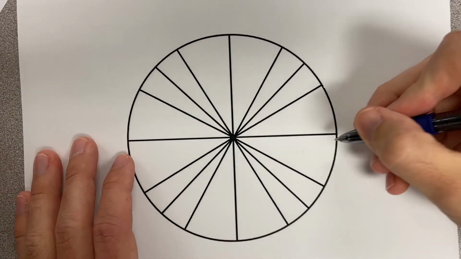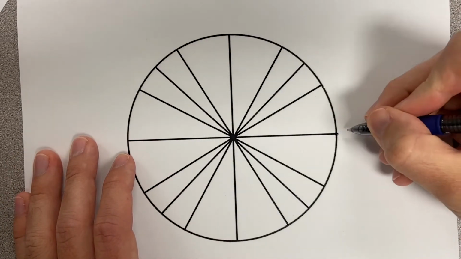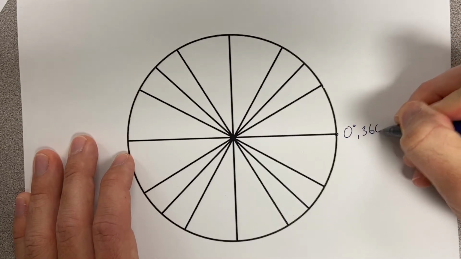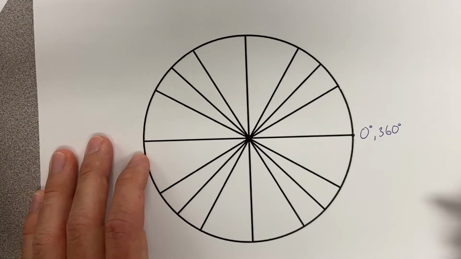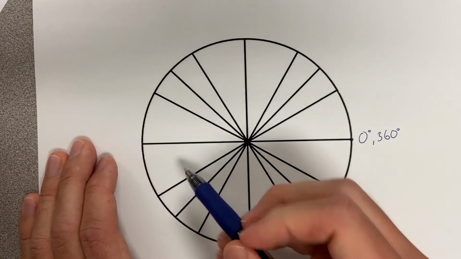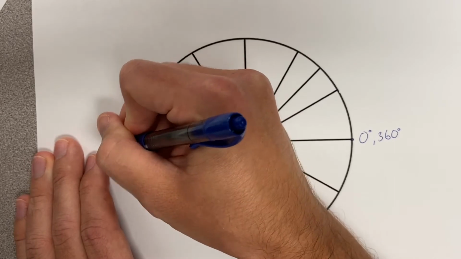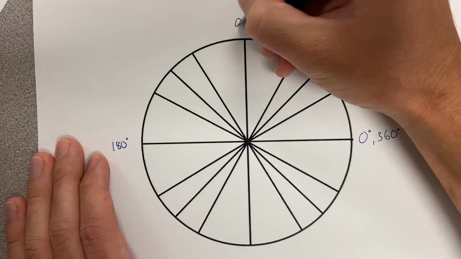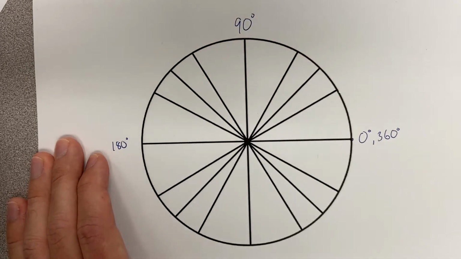All right, we know we're gonna start right here on the unit circle. As far as degrees go, this is 0 degrees, and the whole spin around the circle is gonna be 360 degrees. The next thing that I do is I say half of 360 is over here at 180. And then half of 180 would be 90.